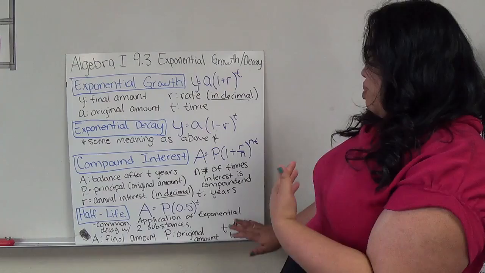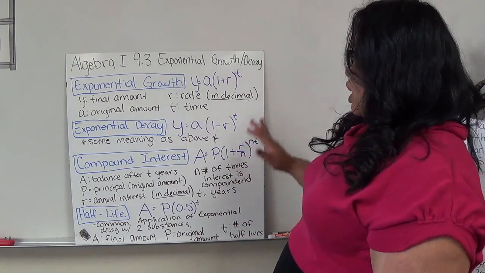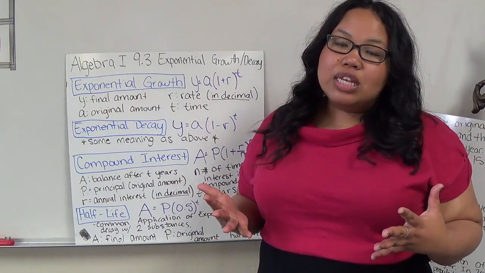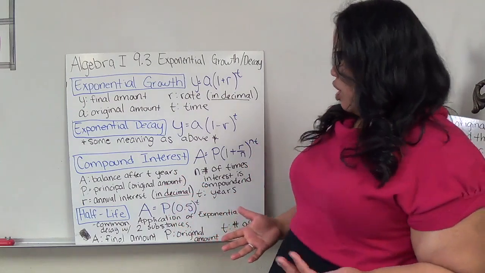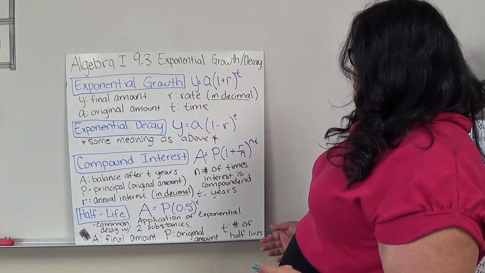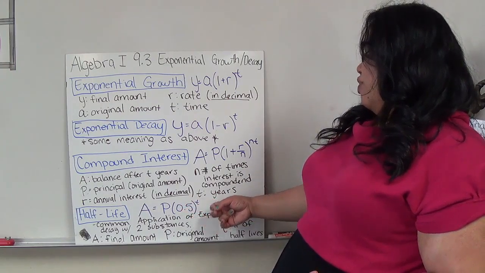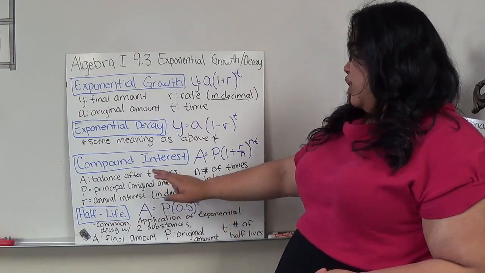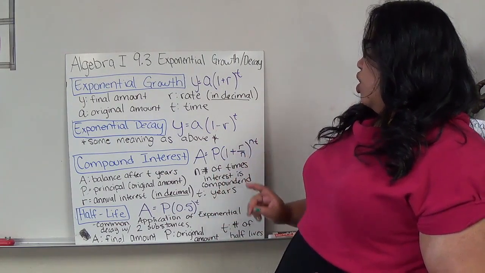Half-life is something that we deal with when it comes to exponential decay. It's kind of comparing two different things that are decaying to see how old one is compared to the other. And this equation is A equals P times 0.5 to the power of T. Same lettering as here. P stands for your original, T stands for your time.